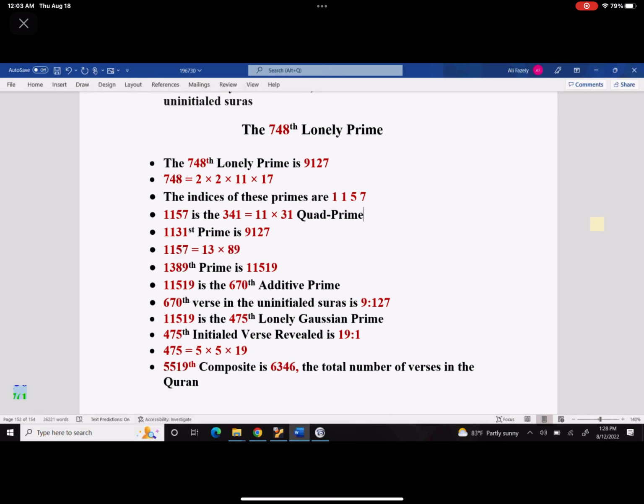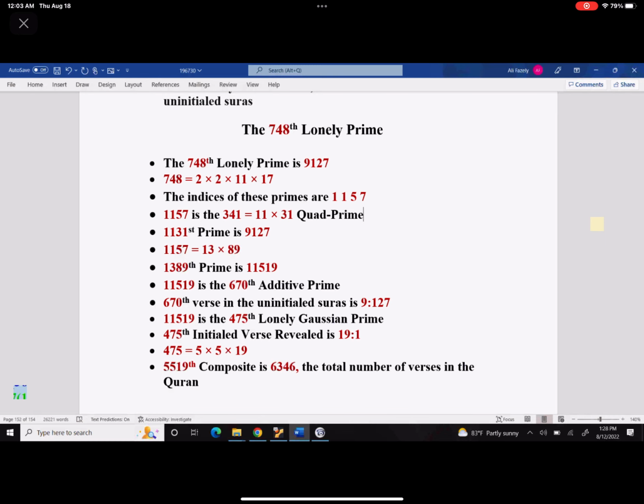And 341 is 11 times 31. So the 1131st prime is 9127. Again, we started with 9127 and we came back to 9127. There is another layer hidden in here now. That layer is 1157 itself. 1157 is 13 times 89.